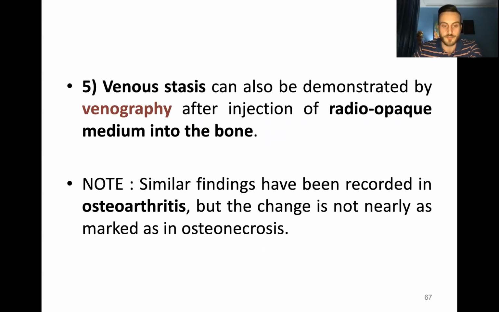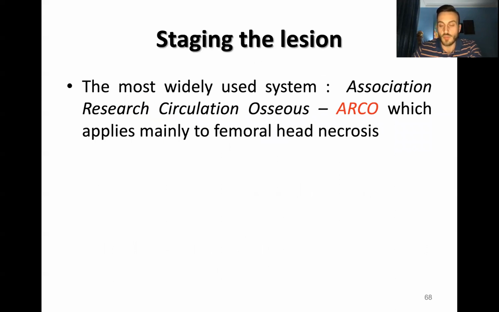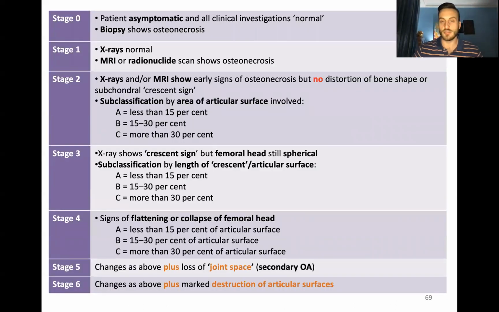Venous stasis and similar finding have been recorded in osteoarthritis? Definitely yes. Staging of the lesion, we have the ARCO, the Association Research Circular Osseous, okay? So the ARCO, they have 6 stages. The first stage, they called it 0 because it's asymptomatic. Only histologically you can find it. So stage 0, asymptomatic. Stage 1, X-ray is normal, but in the MRI or radionuclide scan you can see osteonecrosis. Okay, so it's either MRI or radionuclide. Stage 2, on X-ray now, you have early signs of osteonecrosis, but no distortion in bone shape, okay? So we have A less than 15%, B 15 to 30%, C more than 30%.